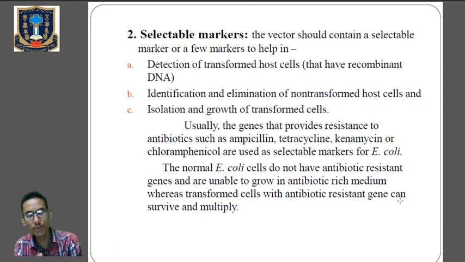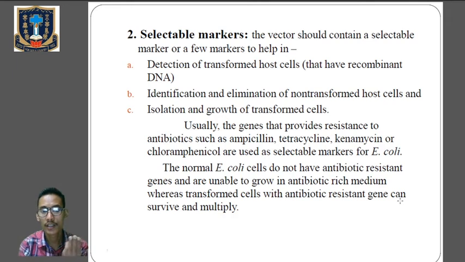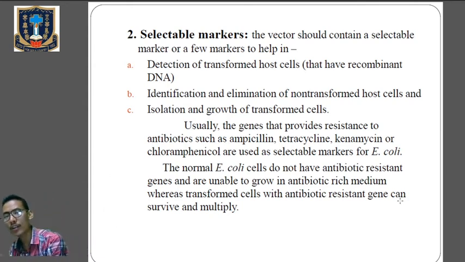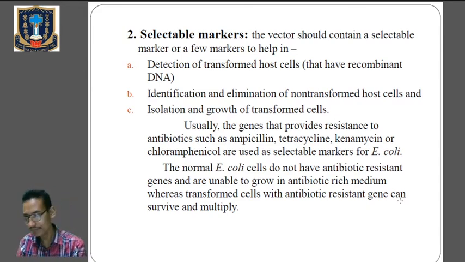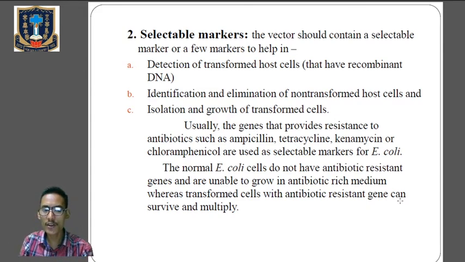Okay, and number three is isolation and growth of transformed cells. So these are the most important features that the selectable markers have to act. First one, to detect the transformed cells, to eliminate the non-transformed cells, and isolation and growth of the transformed cells. Now, which part of the vector acts as the selectable marker? Clear? Usually the genes that provide resistance to antibiotics, the gene that provides antibiotic resistance to the bacteria, act as the selectable markers.